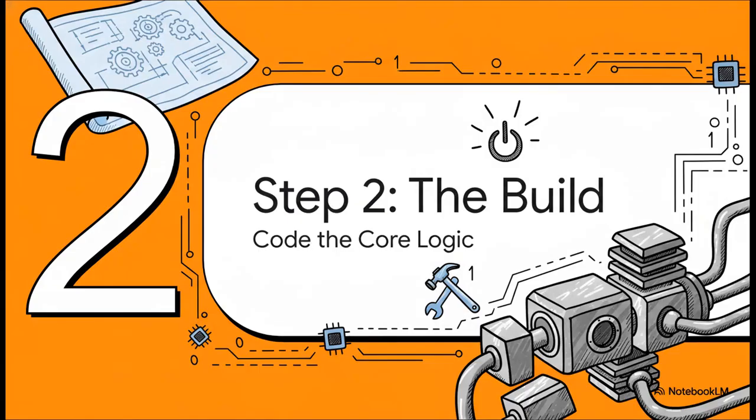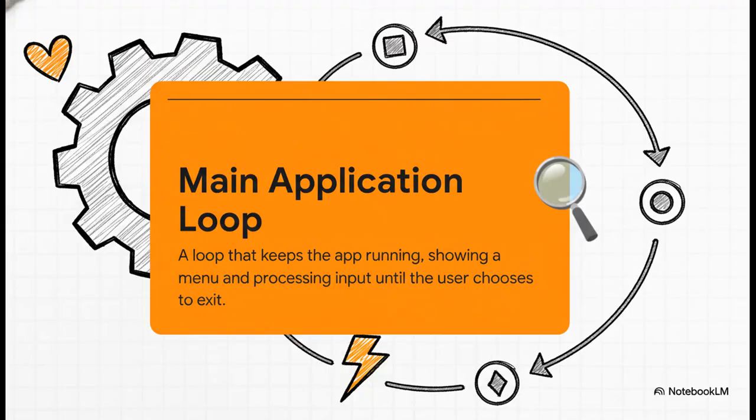All right, we've got our blueprint. Now it's time for step 2, the build. This is where the rubber meets the road, where we start turning that awesome plan into actual working code. Let's build this thing's engine. Right at the very heart of our program is what we call the main application loop. It's literally the engine that keeps the whole thing running, just waiting and listening for what you want to do next. I mean, without it, the program would just run one line of code and quit.